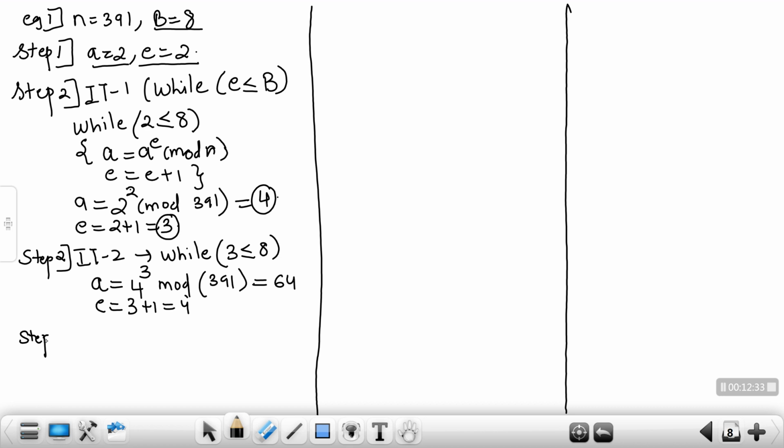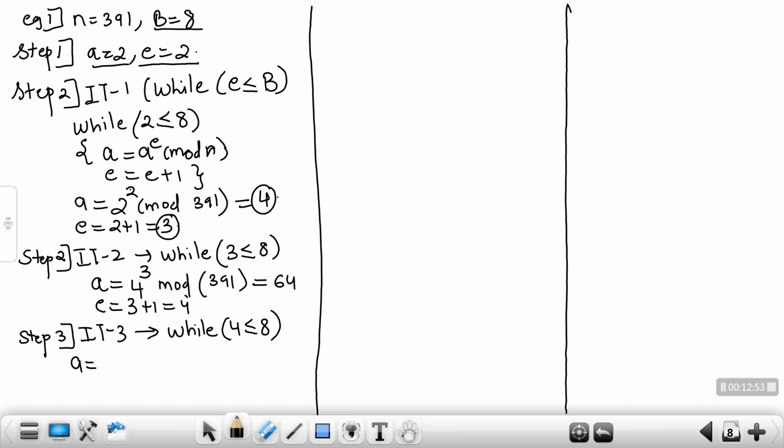Step number 3, which is again my iteration 3, because my while loop has not finished as of now. So what is iteration? That is nothing but while. What is the new value of E? 4 is less than or equal to B. B value is 8. So what I need to do is calculate the new value of A.